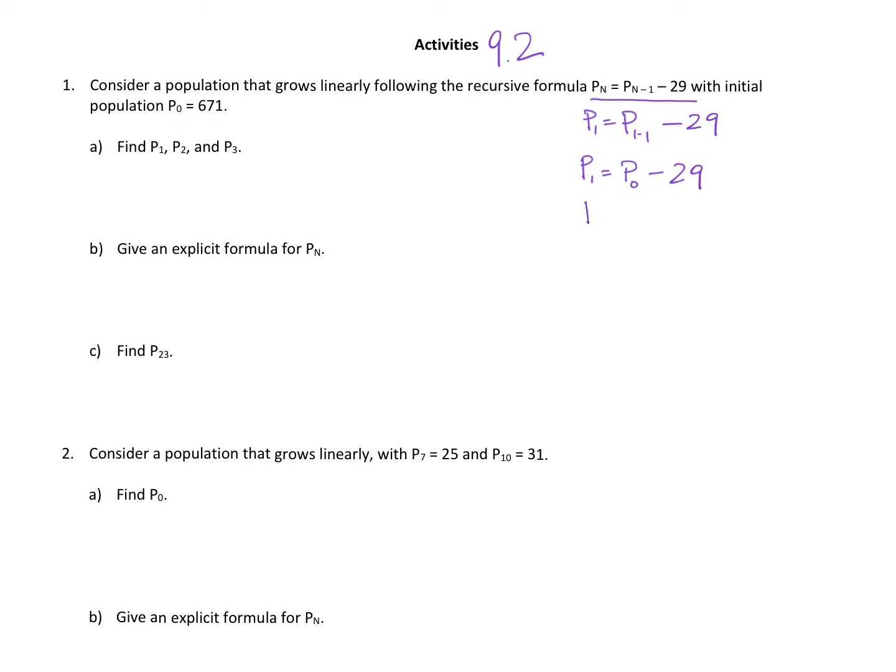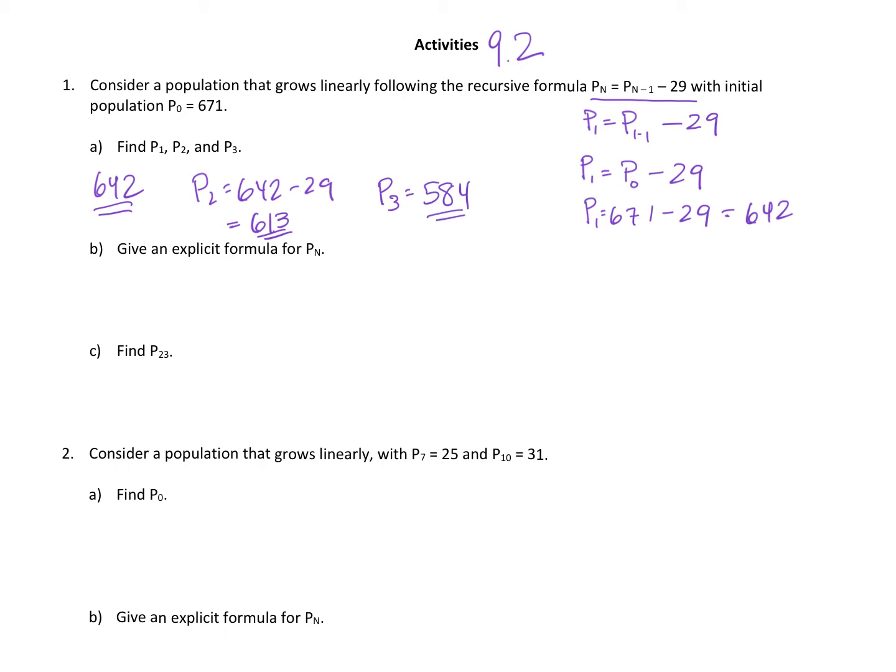So P1 is 671 minus 29, which is 642. So there's P1, 642. Okay, and then P2 is the previous number in the list, P1 minus 29. So that's 613. And then P3 is the previous number in the list, 613 minus 29, which is 584.